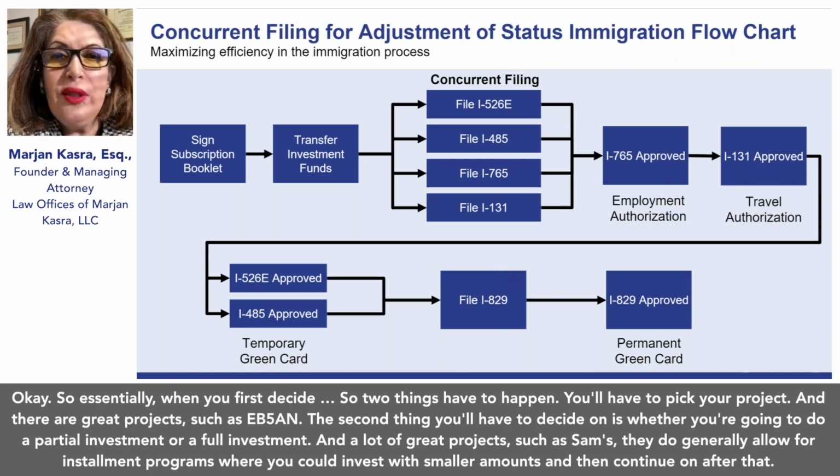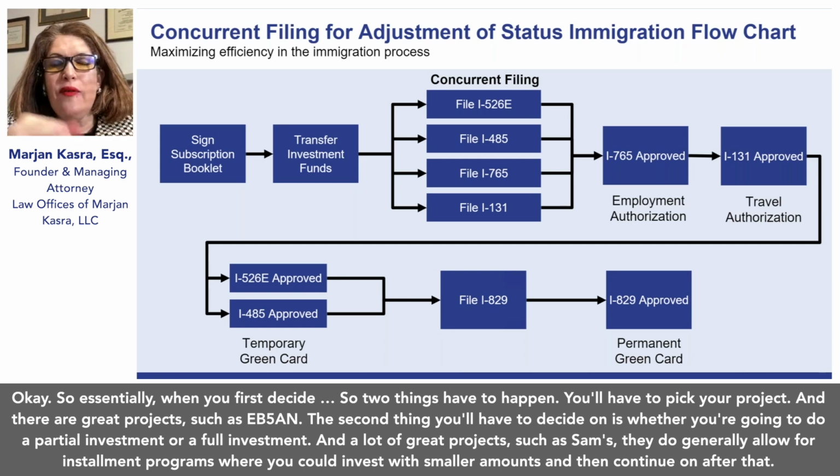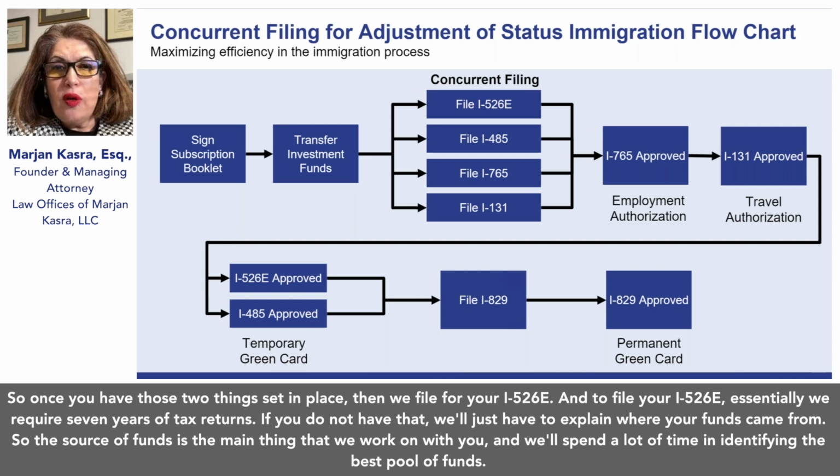Okay, so essentially, when you first decide, two things have to happen. You have to pick your project, and there are great projects such as EB-5AN. The second thing you have to decide on is whether you're going to do a partial investment or full investment. And a lot of great projects such as Sam's, they do generally allow for installment programs where you could invest with smaller amounts and then continue on after that. So once you have those two things set in place, then we file for your I-526E.